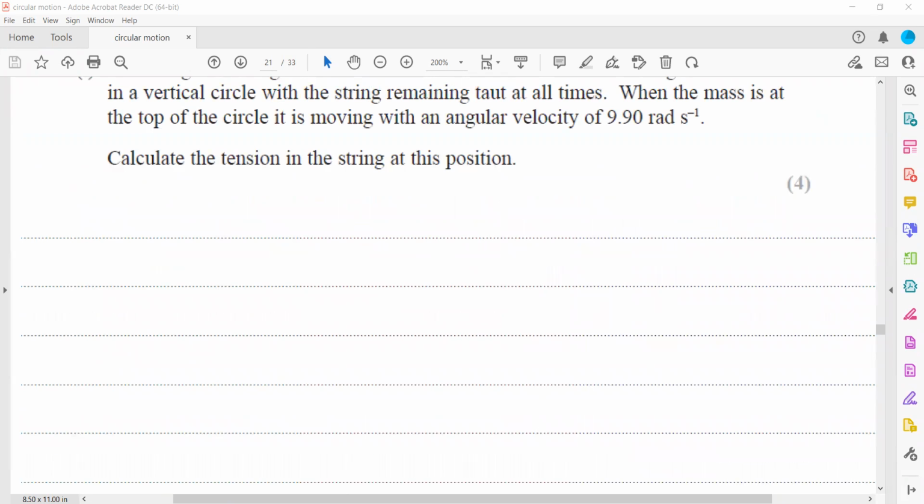Okay, part B. I was discussing the whole question, that's why I was just going through the whole question, as I need it for the next part. So we need the tension here.